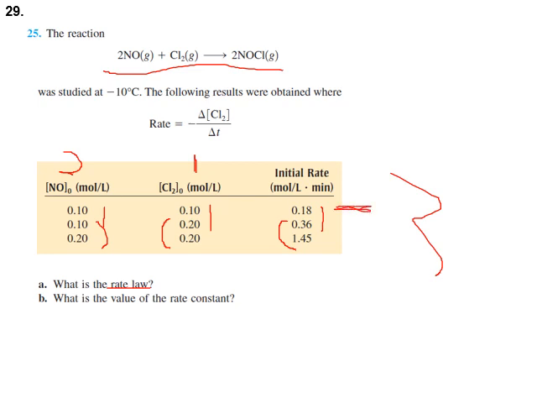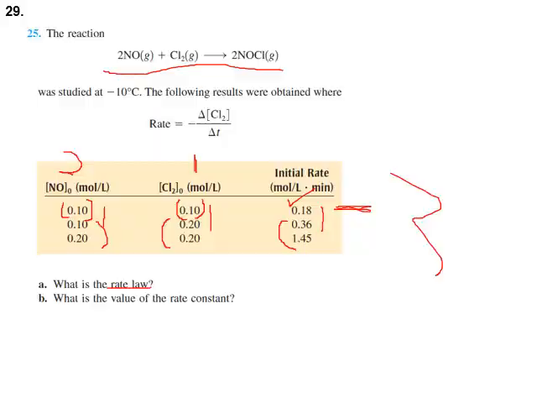But for example, if you use row 1, then you would write the rate, which is 0.18 moles per liter per minute, equals some rate constant K, which is what you're trying to find, times this concentration right here squared, so it would be 0.1 squared times the concentration of the Cl2 to the first power, so times 0.1 to the first power. So that's just going to be 0.1, and then 0.1 times 0.1 is 0.01, and 0.01 times 0.1 is going to be 0.001. So it's going to be rate equals K times 0.001, which it looks like it should be 180.